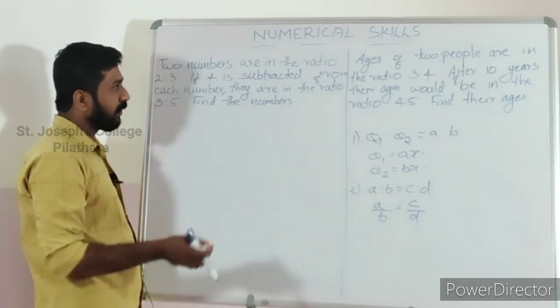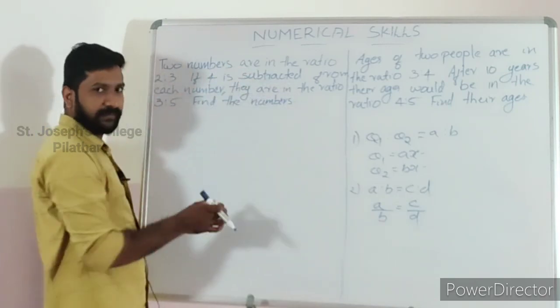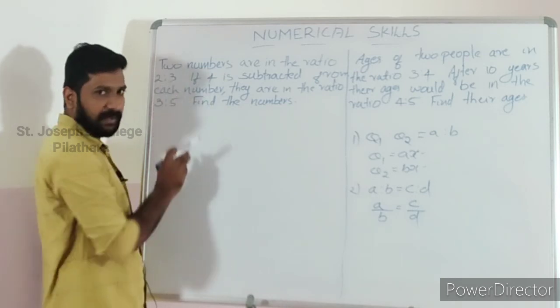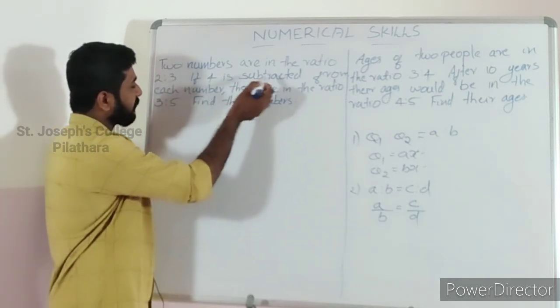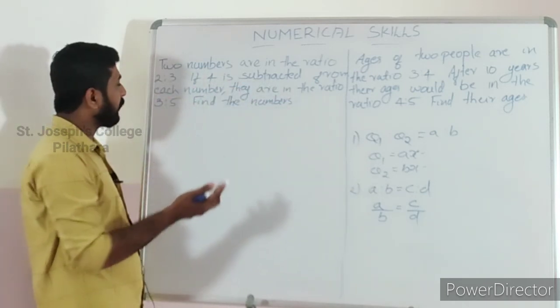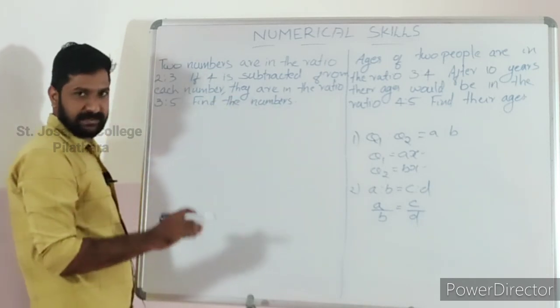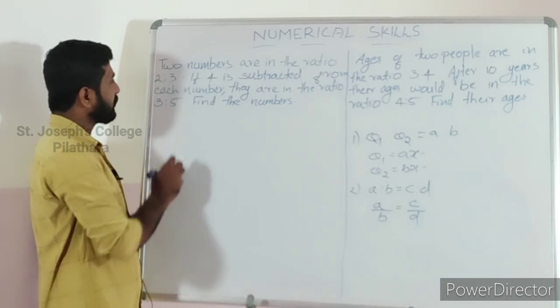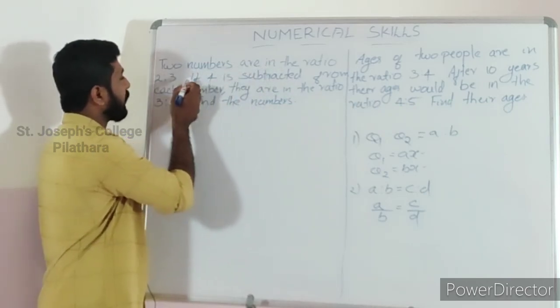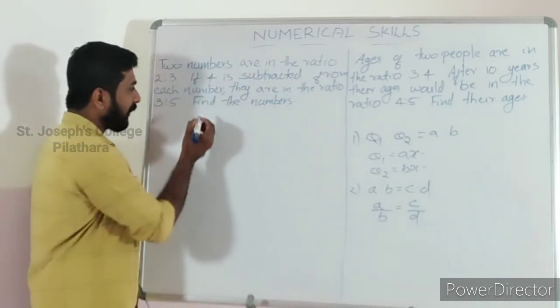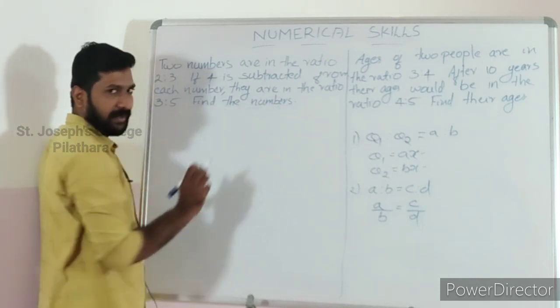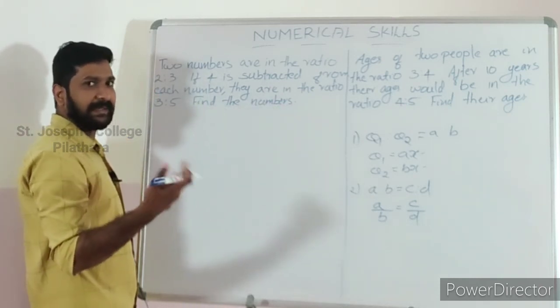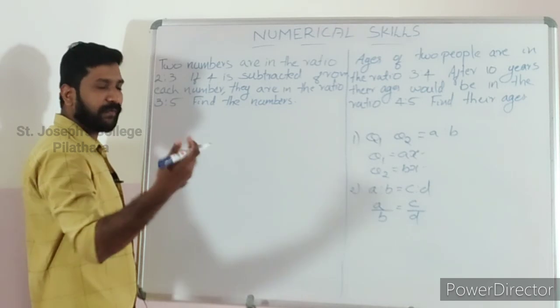is a question. So this question consists of 3 parts: the fact part, the condition part, and the question part. I am taking the fact part first, that is, 2 numbers are in the ratio 2:3. What is the question here? Find the numbers. We don't know exactly what the numbers are. We have to find them out.